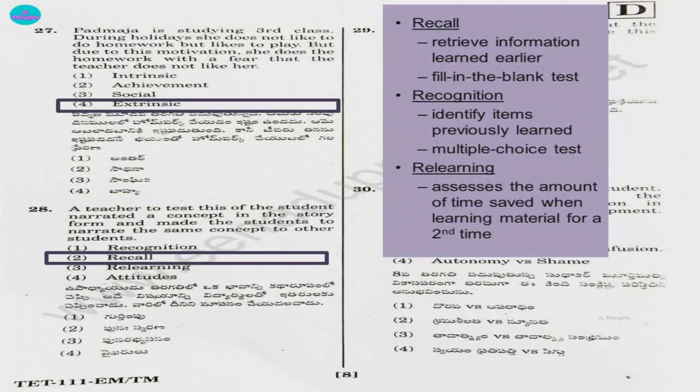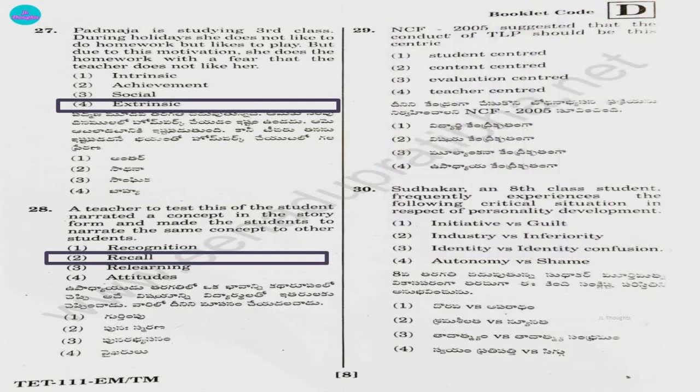Because what is recall? We are retrieving the information learned earlier, like a fill in the blank test. Now the teacher told a story, and the students have to retrieve the information and tell it to the other students. Whereas what is recognition? Recognition means identifying the items, like in multiple choice questions, where four choices are given and you are just identifying from the previous learning. And relearning is assessing the amount of time saved when learning the material for the second time. When we are learning it one more time, how much time it saved. So answer is recall.